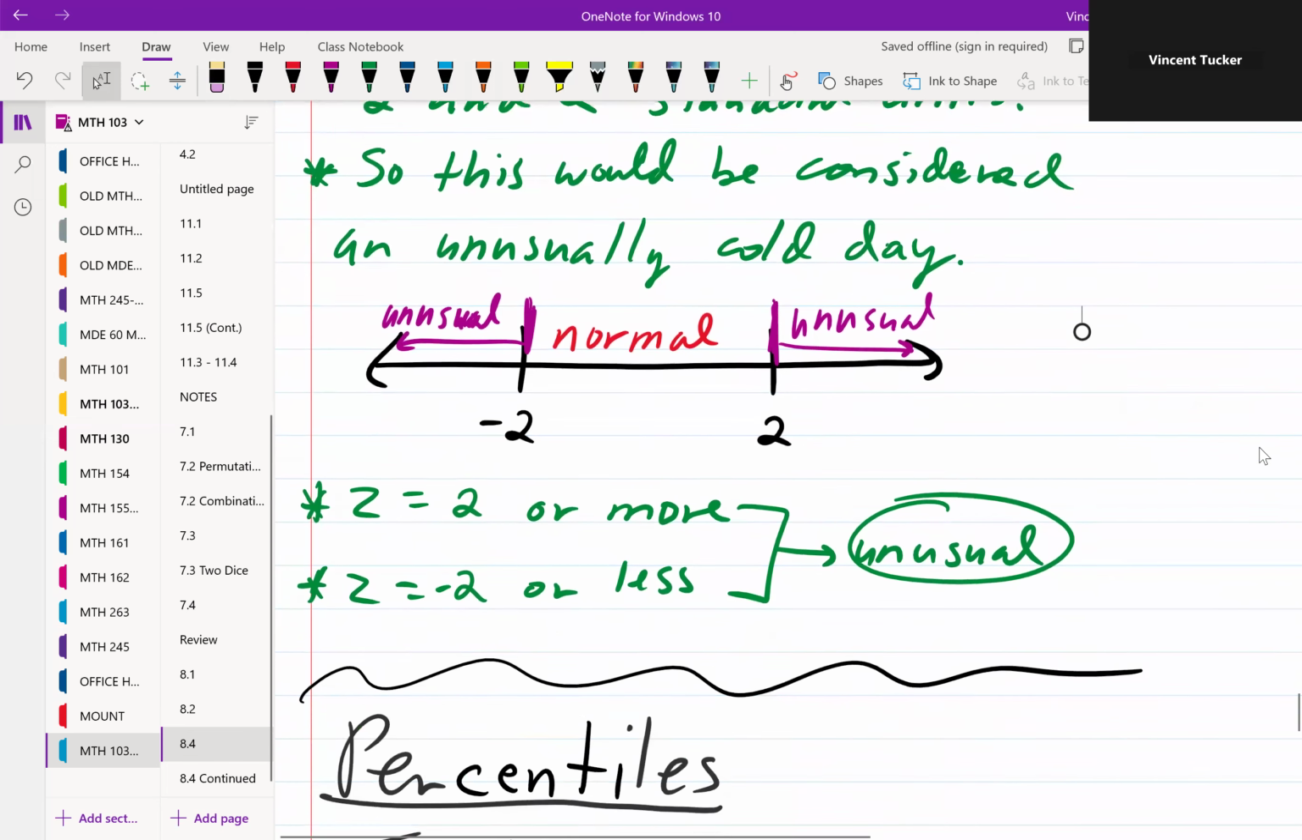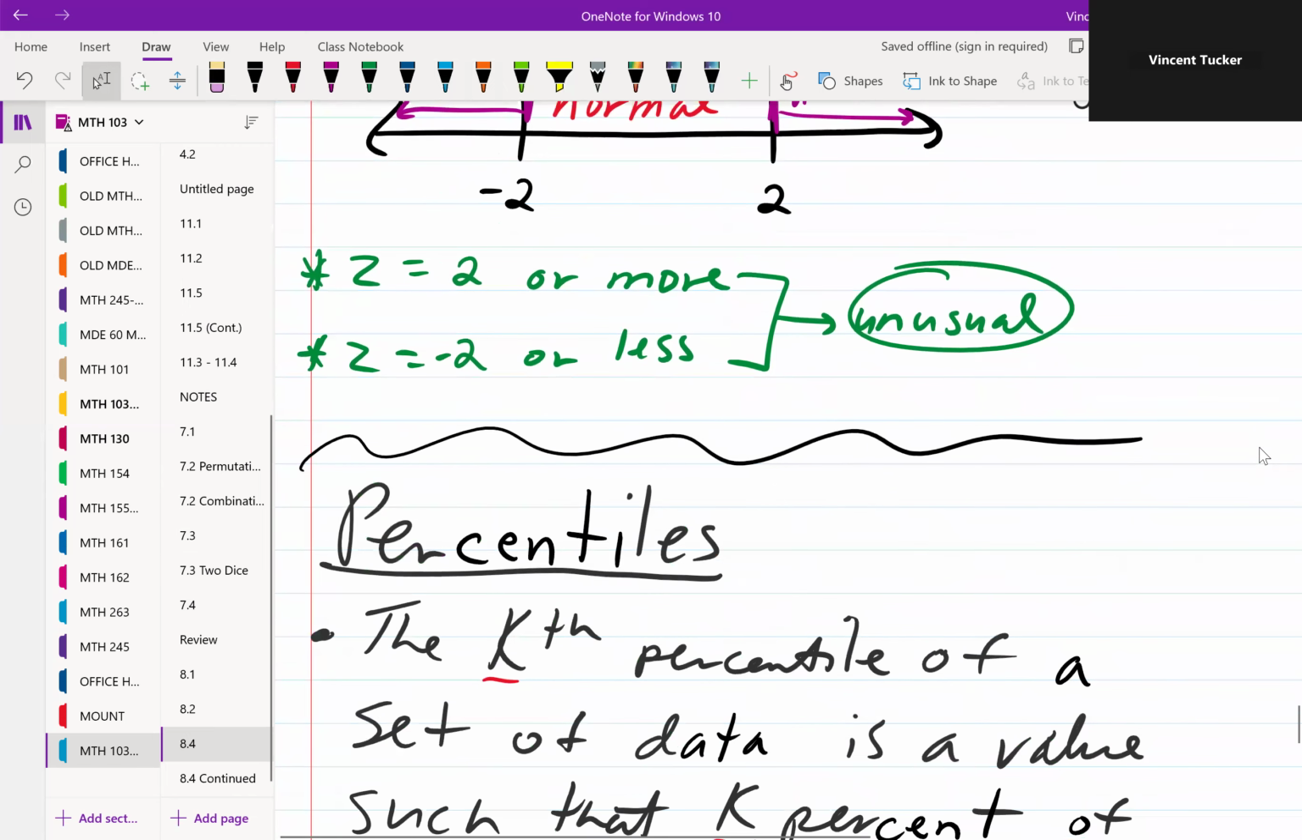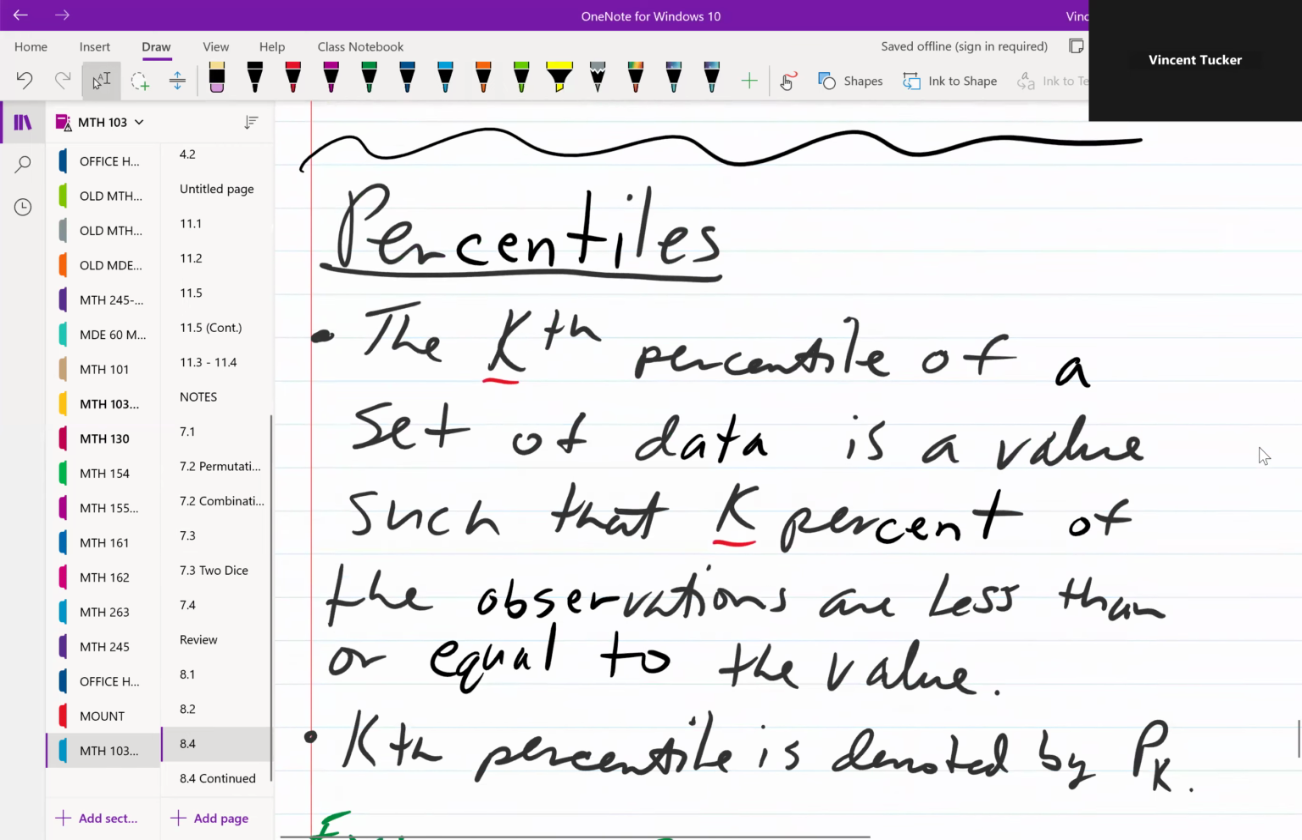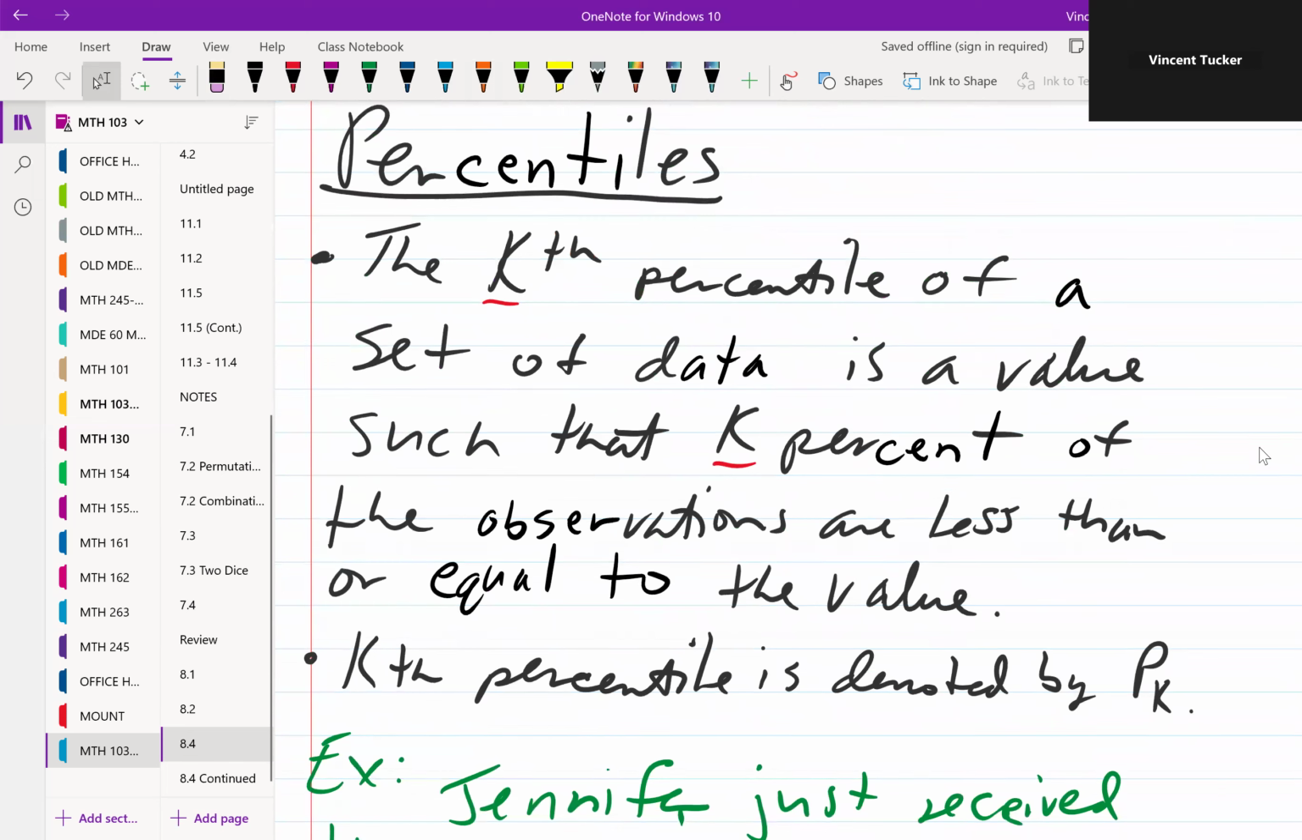All right, let's look at percentiles. The kth percentile of a set of data is a value such that k% of the observations are less than or equal to the value. The kth percentile is denoted by P sub k.